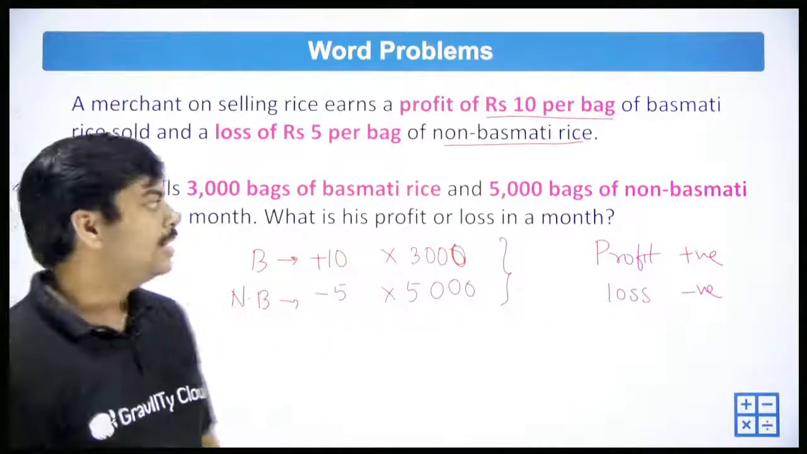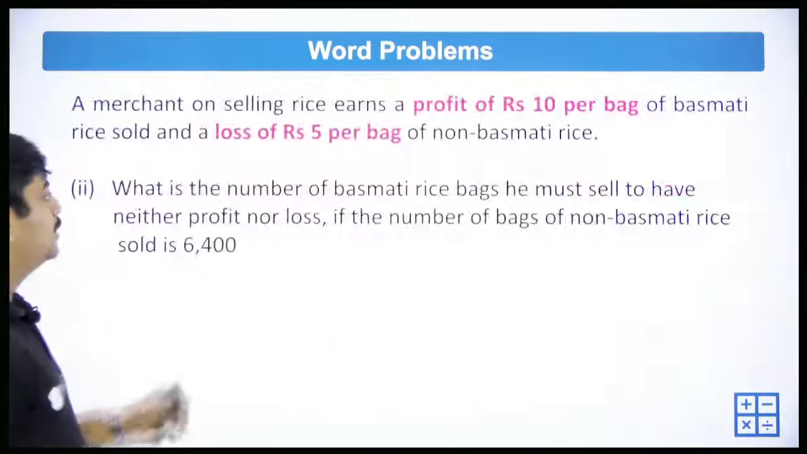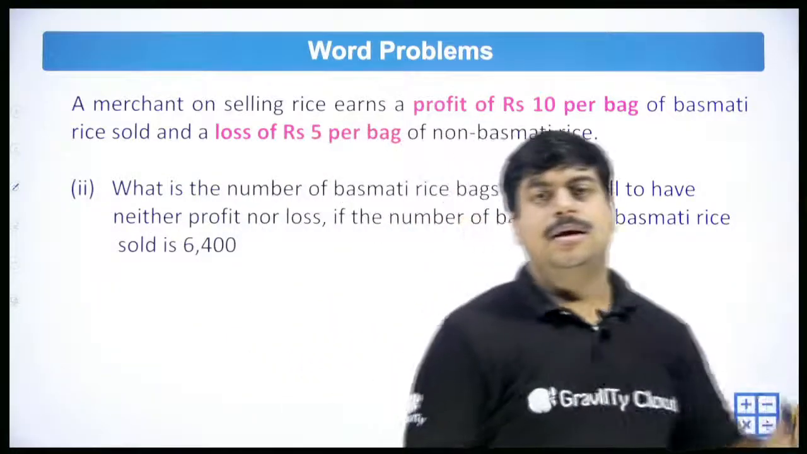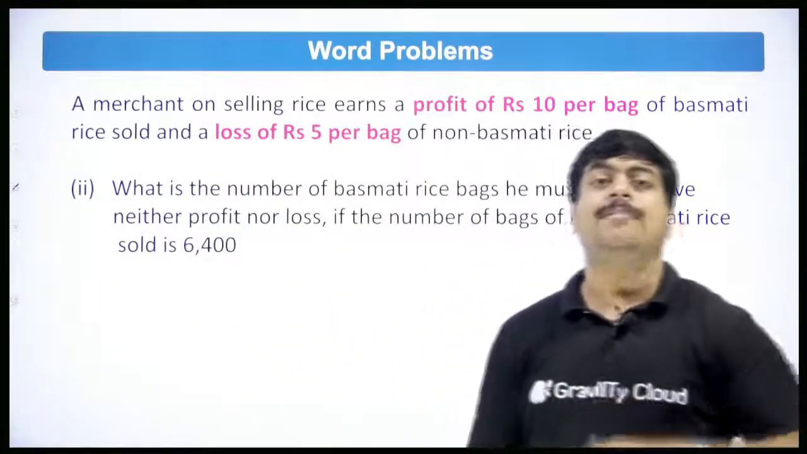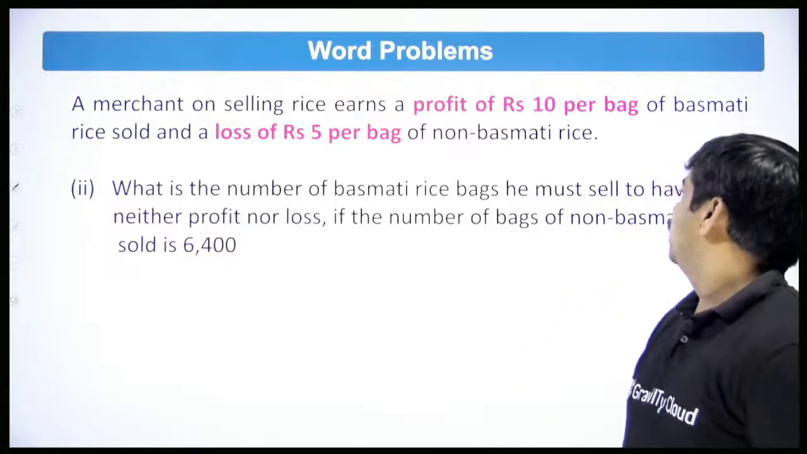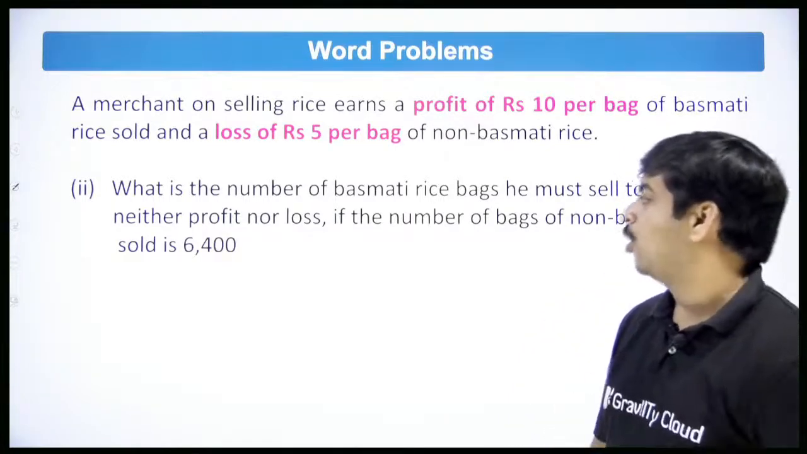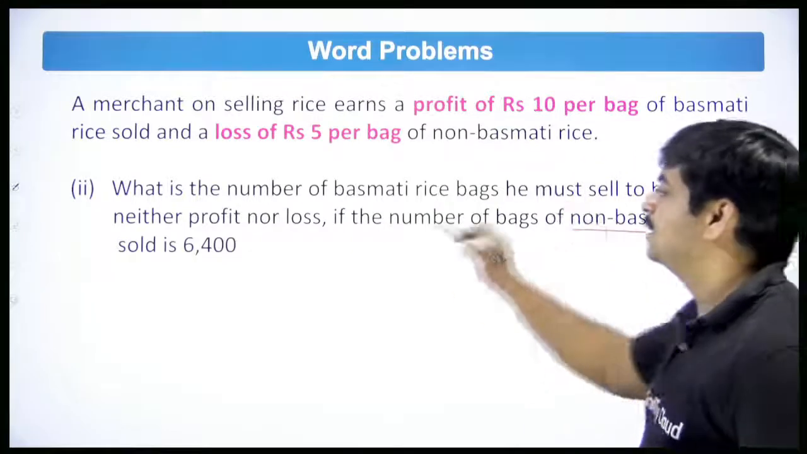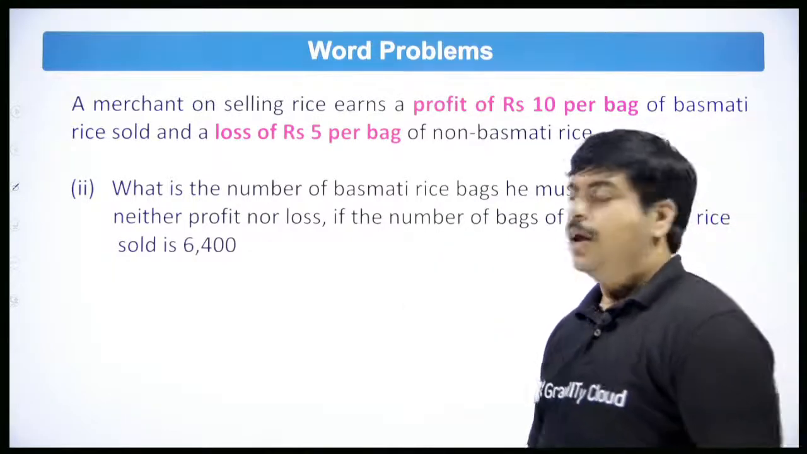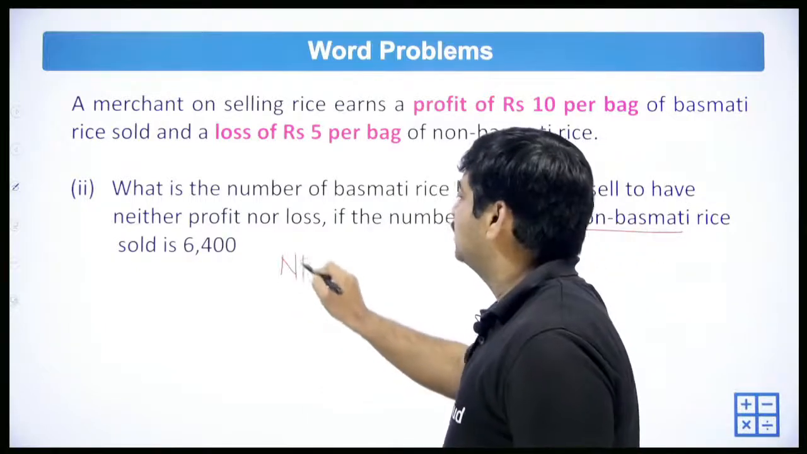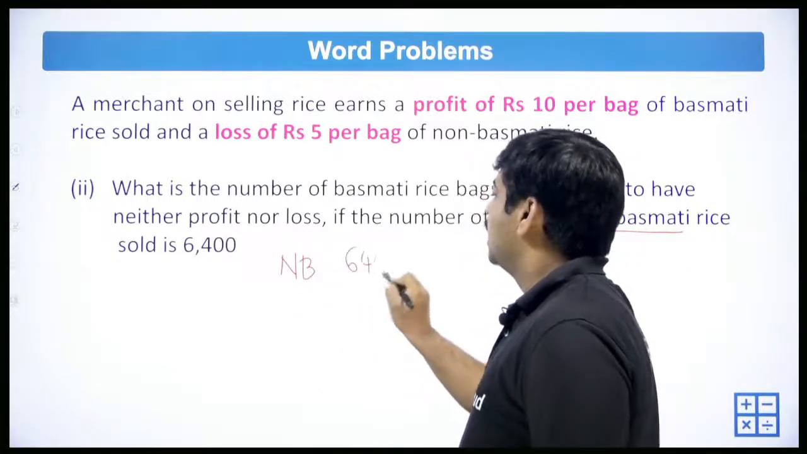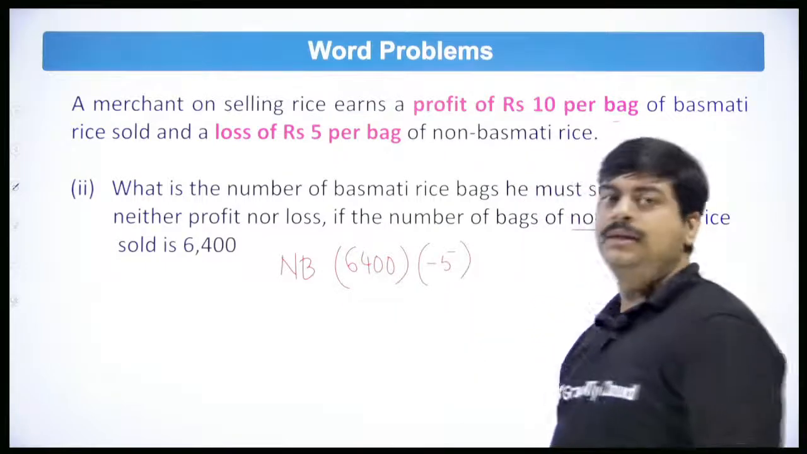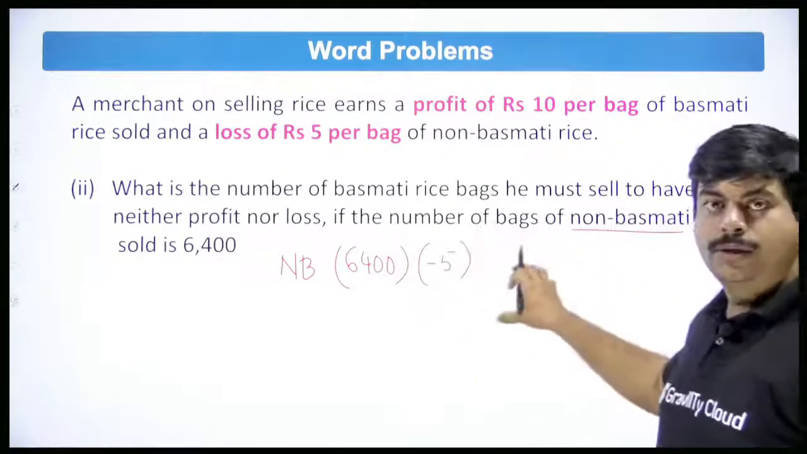One more question here. What is the number of basmati rice bags he must sell? Now we need to find the number of basmati bags he has to sell to have neither profit nor loss, if the number of bags of non-basmati rice is 6,400. Non-basmati rice, you're having 6,400 bags, and for every bag you're getting a loss of minus 5 rupees. So you know how much this amount is.